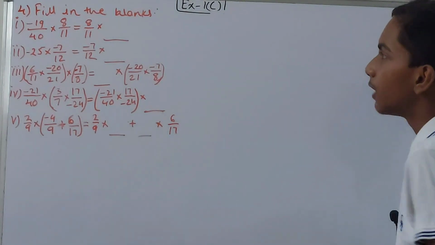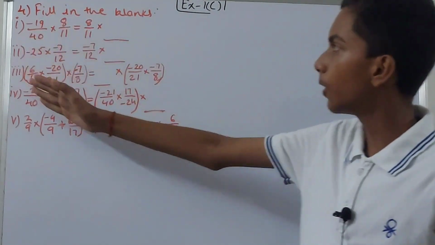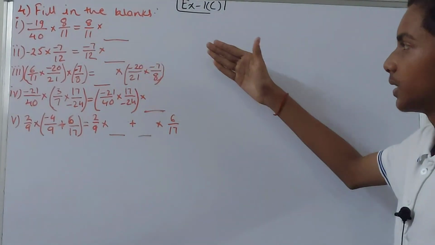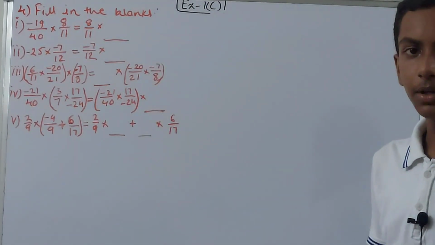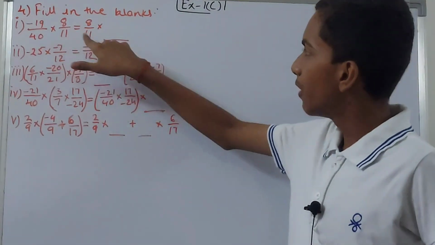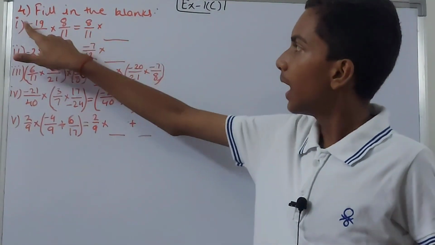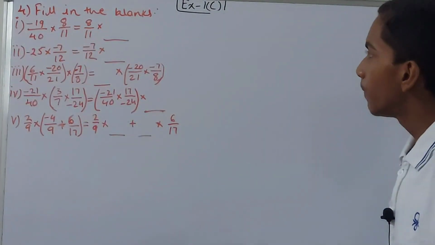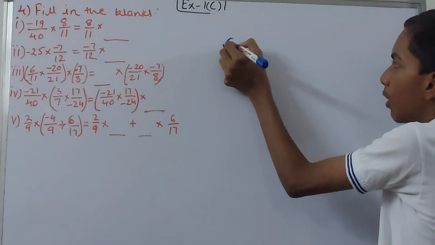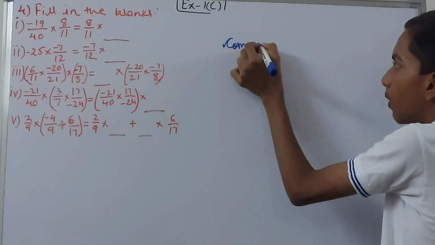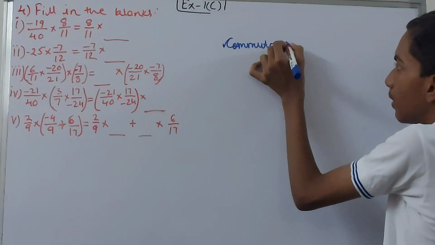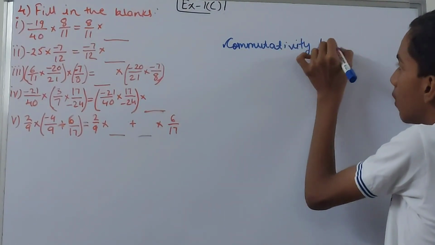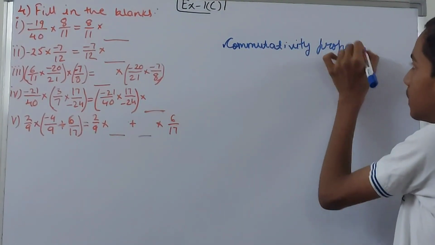See how? First we have minus 19 by 40 into 8 by 11 is equal to 8 by 11 into dash, right? So what we'll be doing here, see, 8 by 11 is coming 2 times, and minus 19 by 40 is coming 1 time only, right? So if I tell you about the property, it's called the commutativity property of rational numbers, right?